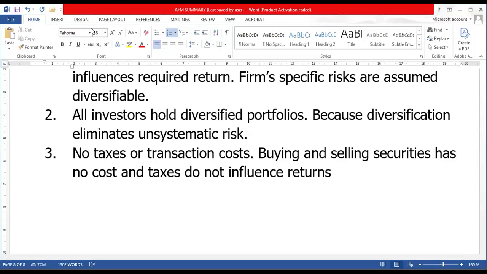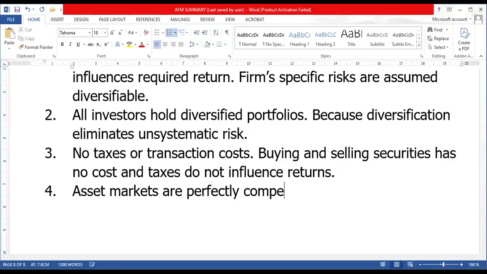But you guys, are you on? That is assumption number 3. Then you can also put that asset markets are perfectly competitive. That is another assumption. It assumes that asset markets are perfectly competitive.